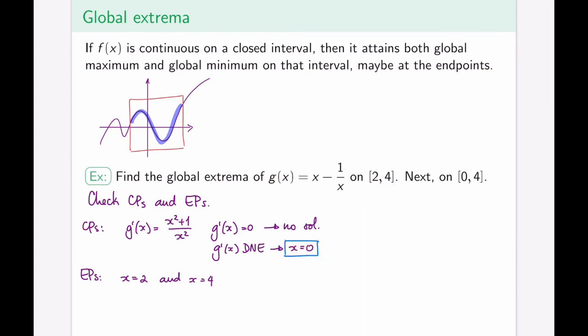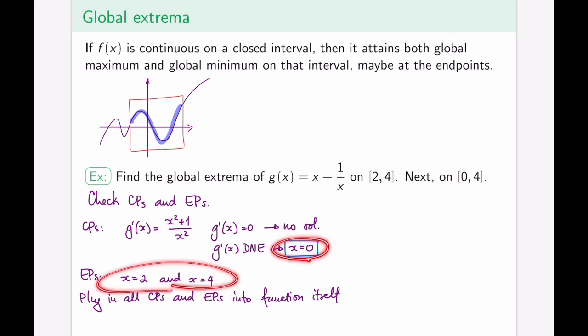But what we're going to do next is plug in all critical points and endpoints into the function and find the highest and the lowest values of the function itself. This is one thing that everybody always seems to forget: for the global extrema, once you've determined your critical points and your endpoints, you no longer need a derivative. You're plugging all of them straight into your function. Again, because 0 does not belong to this interval, we're not going to plug in the critical point. For us, in this particular case, it's actually outside of the domain of interest.